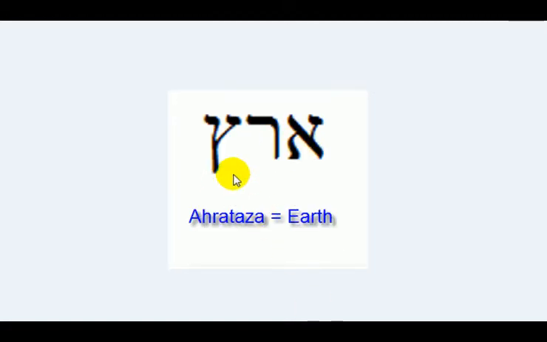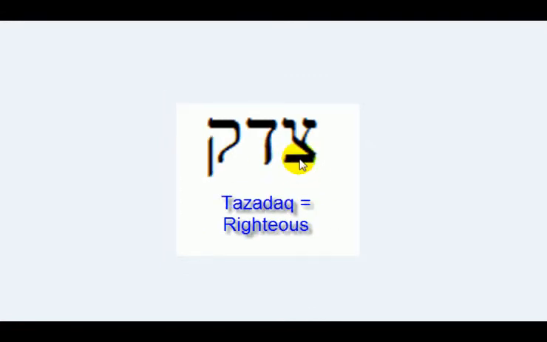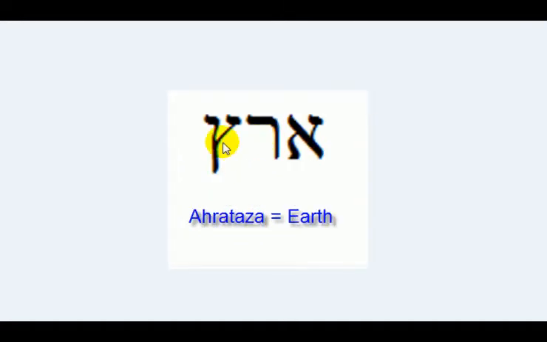But when the taza is at the end of a word, like in the word arataza, which means earth, you will use the final taza. Taza at the beginning for tazadak, righteous. Taza for the end, like in the word arataza, which means earth. So that's the difference.